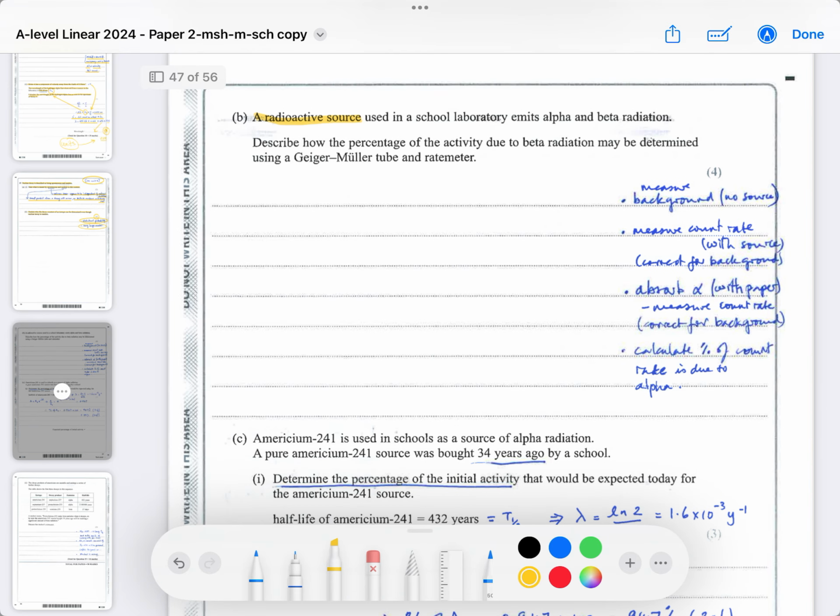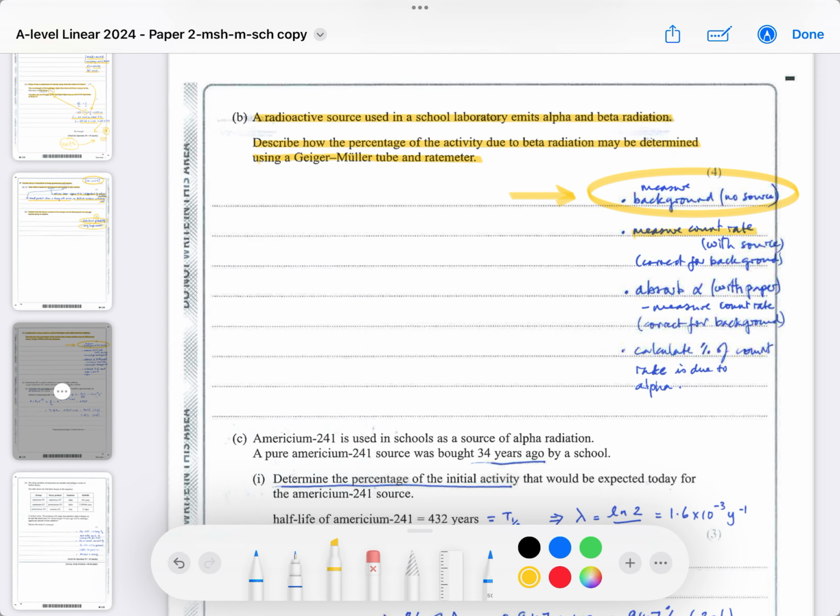Okay, part B says a radioactive source used in a laboratory emits alpha and beta radiation. Describe how the percentage of activity due to beta may be determined using the infamous Geiger-Müller tube and rate meter. Okay, so the Geiger-Müller tube is a detector, but you need to count it, so you attach it to a counter, which is a rate meter. So first of all, you need to measure the background radiation without any source. Yes, always you need to do that. It's like your zero error.